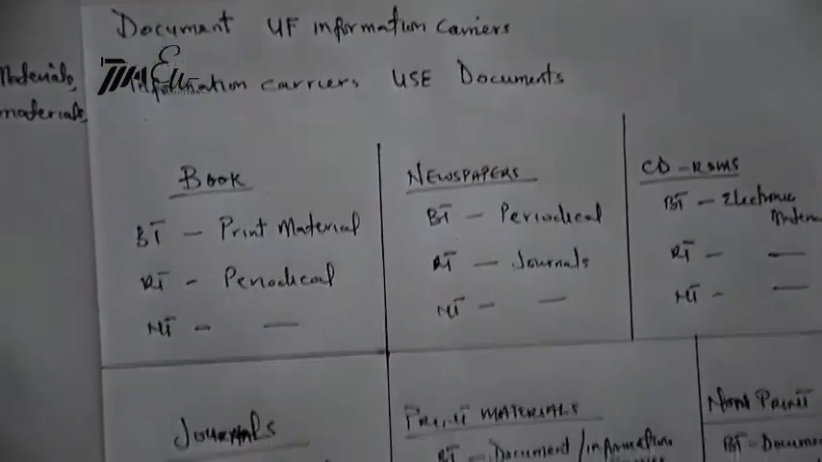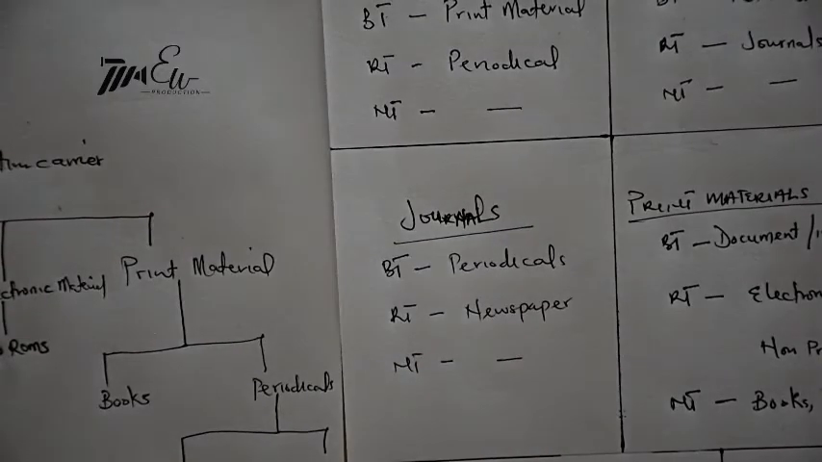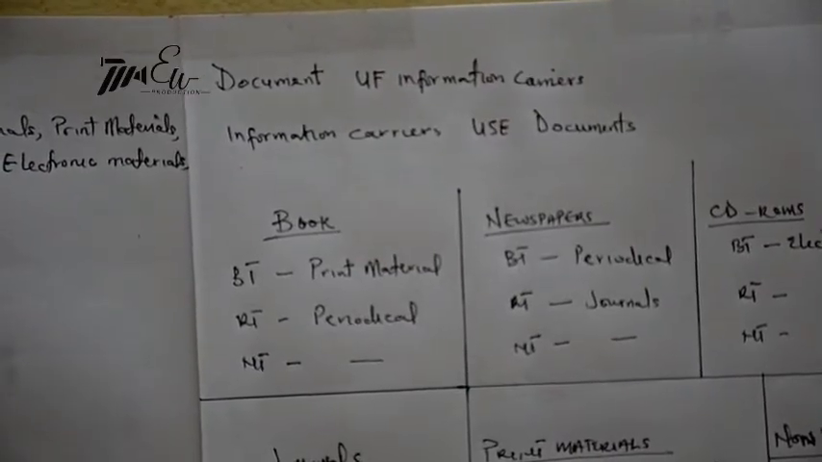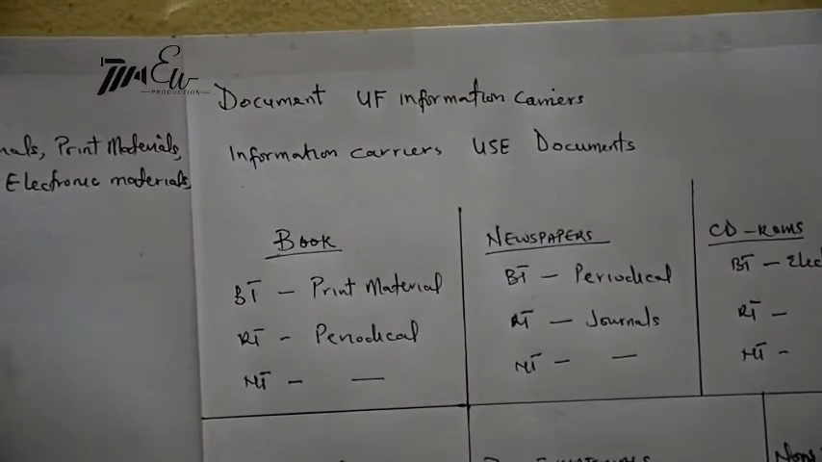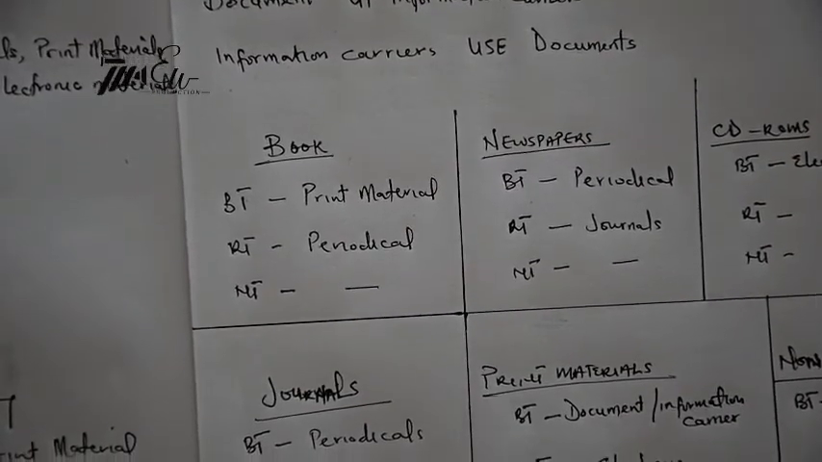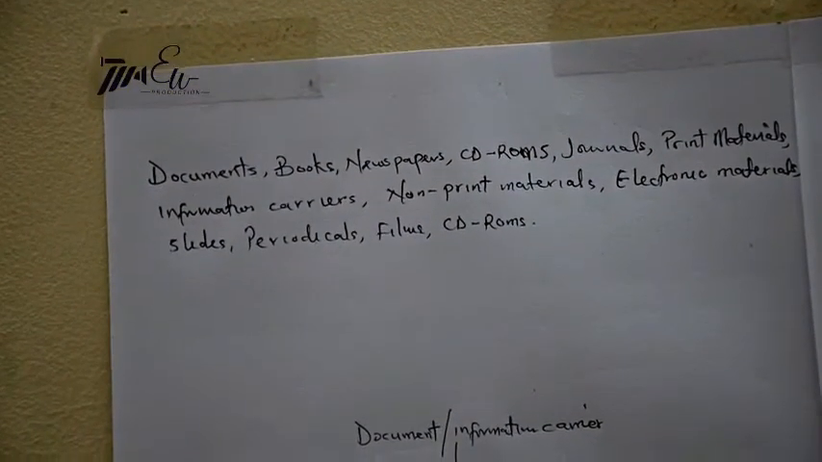So let's jump and take print materials. When you take print materials, you locate print materials on your tree diagram. Then you ask yourself what is immediately on top of print materials. We have document slash information carrier. So that is the BT. Then you ask yourself what is at the same level with print materials. We have electronic materials and non-print materials. So they are the RT of print materials. Then you ask yourself what is below print materials. Books and periodicals are below print materials. So the NT of print materials is books and periodicals.